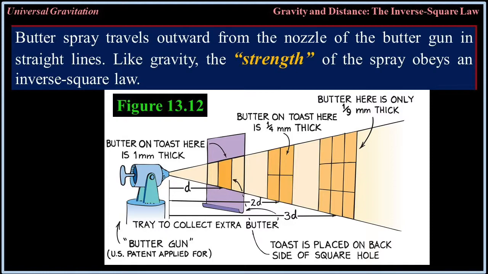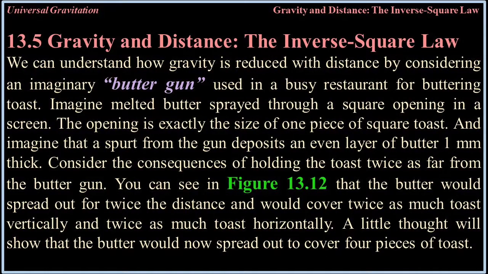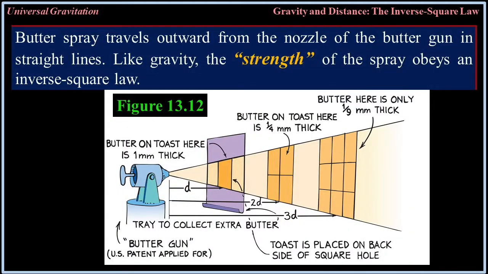Consider the consequences of holding the toast twice as far from the butter gun. You can see in figure 13.12 that the butter would spread out for twice the distance and would cover twice as much toast vertically and twice as much toast horizontally. A little thought will show that the butter would now spread out to cover 4 pieces of toast. Figure 13.12. Butter sprays travel outward from the nozzle of a butter gun in straight lines.